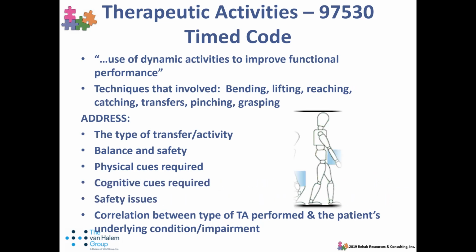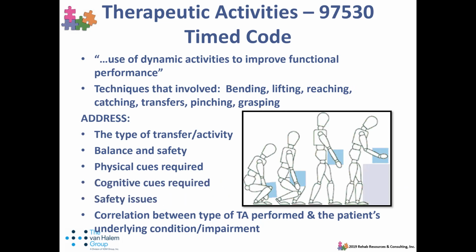Therapeutic activities are procedures that involve the use of functional activities, bending, lifting, carrying, reaching, catching, transfers, to improve functional performance in a progressive manner. Now, it's usually directed at a loss of mobility, strength, balance, or coordination, designed to address a specific functional need, directed at a specific outcome. What's missing in some of the Rock Valley charts is the correlation between the type of exercise performed and what specific body part, body motion, or goal this is designed to address.